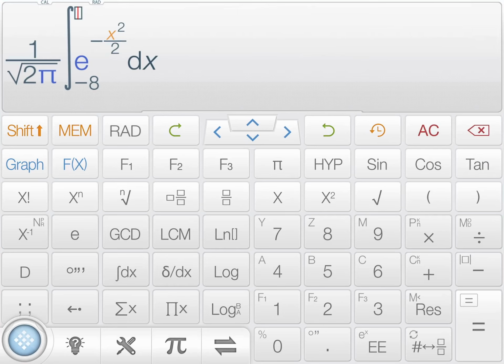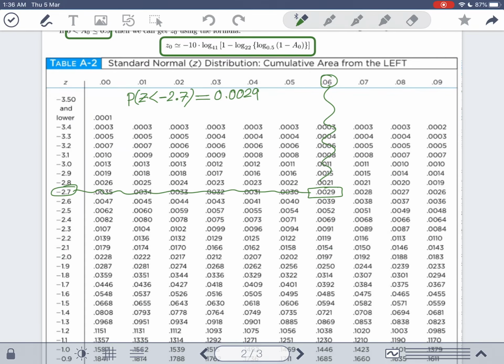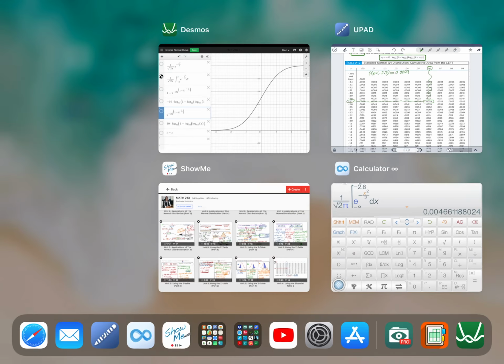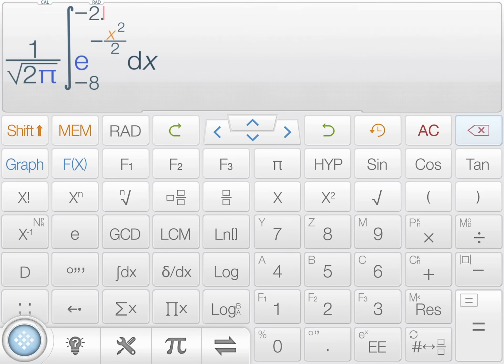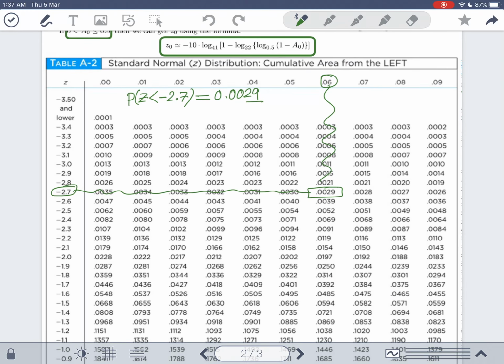So let's go to negative 2.76 and see what we get. I'm sorry for this. Go to 2.76 and hit equal, you get 0.002 and then 89. So the 8 becomes a 9. So 0.0029. Notice that it is the right answer.